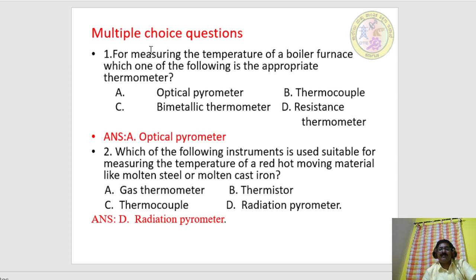Second question: which of the following instruments is suitable for measuring the temperature of a red hot moving material like molten steel or molten cast iron? Options are A gas thermometer, B thermistor, C thermocouple, D radiation pyrometer. D, the radiation pyrometer, because a hot moving material like molten steel or molten metal cannot be viewed by a human being with the naked eyes, so definitely it should be radiation pyrometers that can identify their melt temperature.